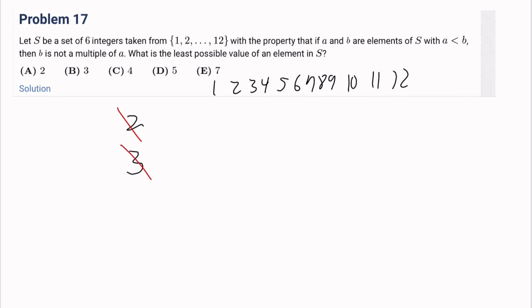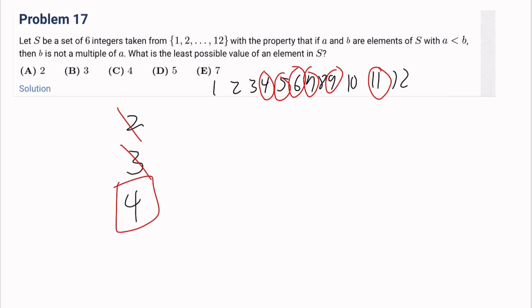And so what about 4? What if it's 4? Then we can have 4, and 5 is possible, 6 is possible, 7 is possible, 8 is not possible because of 4, 9 is possible, 10 is not possible because of 5, and 11 is possible, and that makes 6 integers.